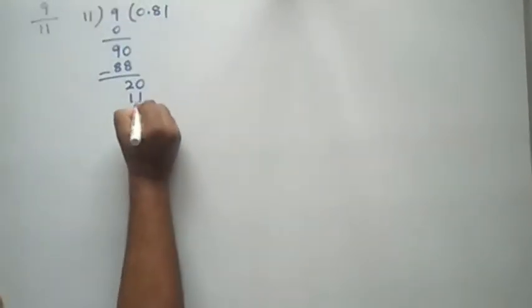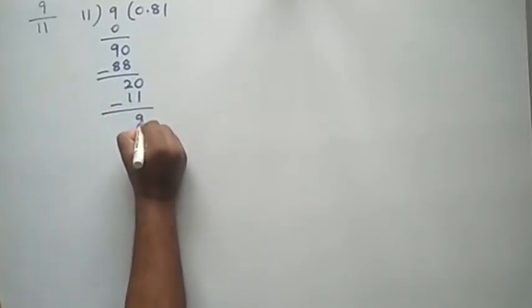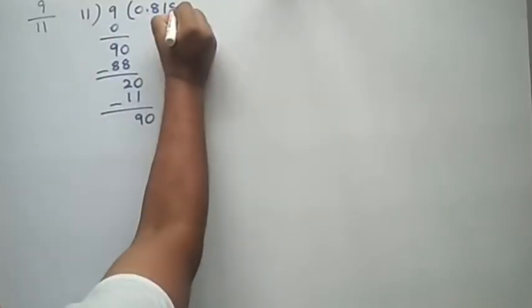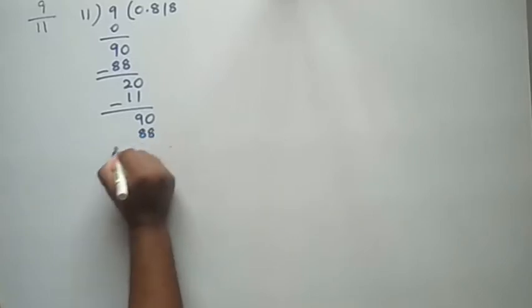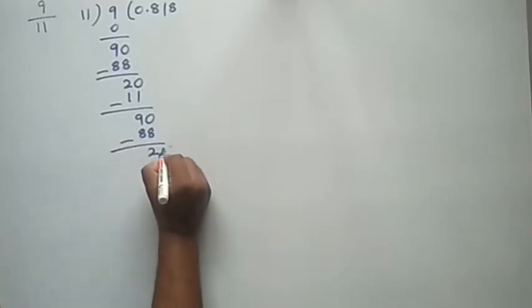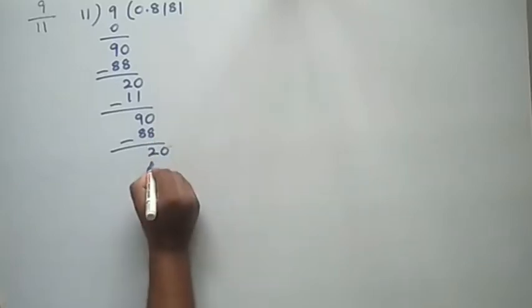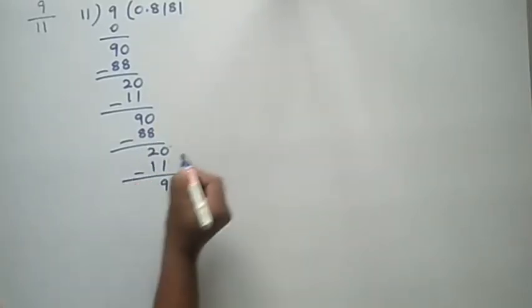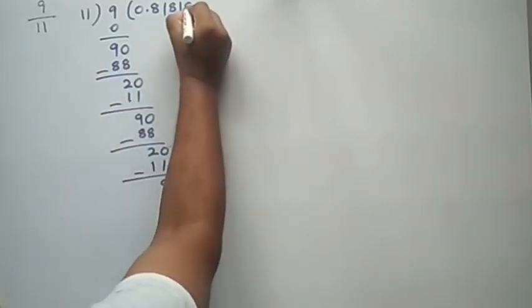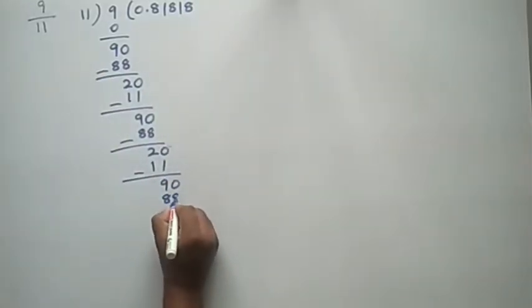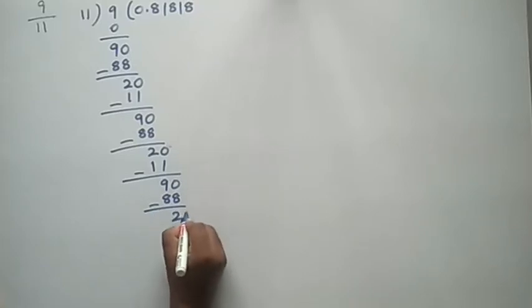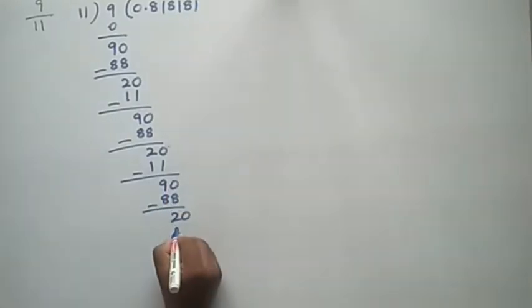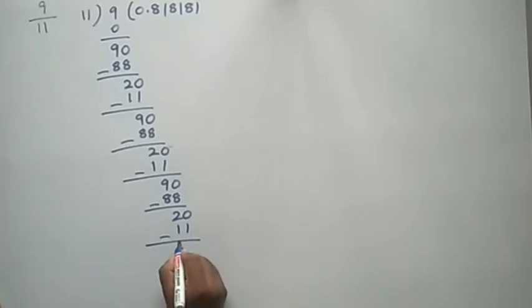11 ones 11. 20 minus 11 is a 9. We can keep 0. 11 eights 88. Here once again 2 and 0, 11 ones 11, 9, 0, 11 eights 88, 11 ones 11. Once again we are getting here the 9. Here the 2 digits are repeating.